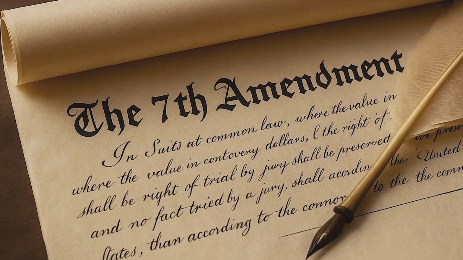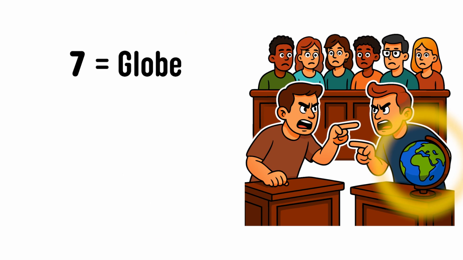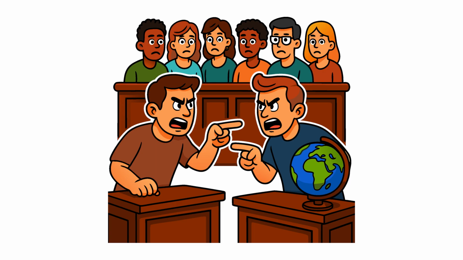The Seventh Amendment gives the right to a trial by jury for civil cases. This image represents the Seventh Amendment. The number 7 is represented by a globe because the Earth has 7 continents. Next, we have to create a picture to represent the Seventh Amendment. A civil court scene with a jury in the back represents a trial by jury. If we picture a globe sitting on the desk of a civil court scene with a jury, we will forever remember the Seventh Amendment. This image will be burned into your mind forever every time you think of the Seventh Amendment.